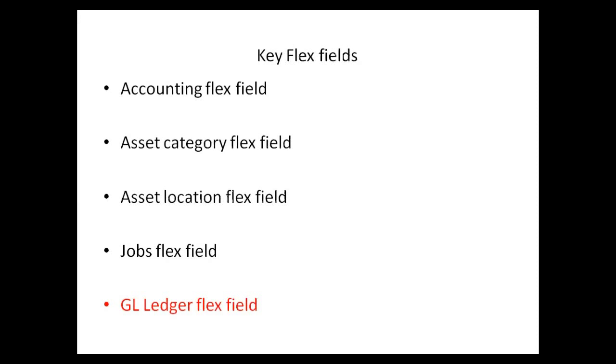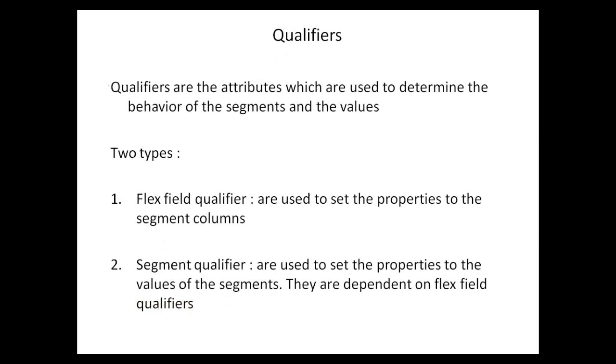All the modules, general ledger, assets, purchasing, accounts payable, inventory, order management, have their independent flex fields, which we call key flex fields. They are the primary source of recording these transactions. So in GL, we have the accounting key flex field, owned by the general ledger module. And a new flex field introduced here is the GL ledger flex field. This is mostly for reporting purposes, which we'll know a bit later on.